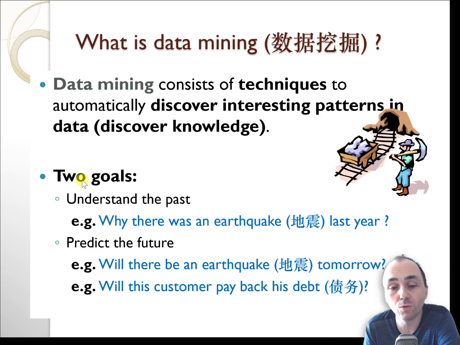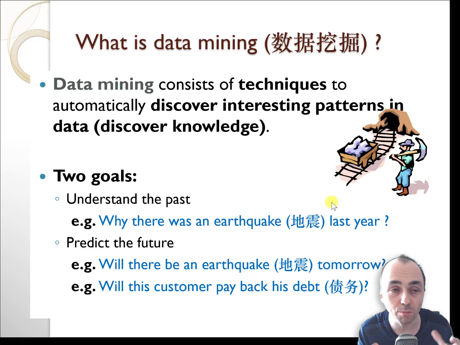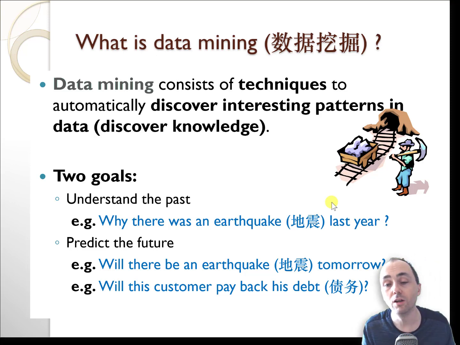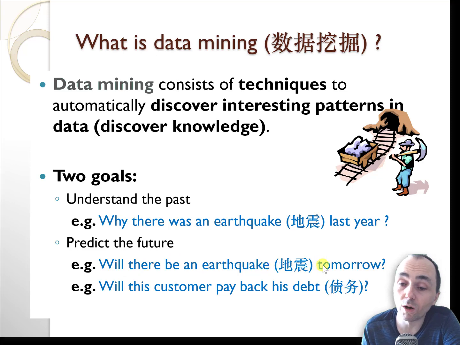Okay, so there are two goals in data mining mostly: understand the past or predict the future. So for example, maybe you have historical data about earthquakes and you want to understand the past, why there was an earthquake last year. What are the reasons? Was there something abnormal? Maybe you want to detect some patterns in the data that will explain why there was an earthquake. Or predict the future. Will there be an earthquake tomorrow, for example, or in a few weeks?